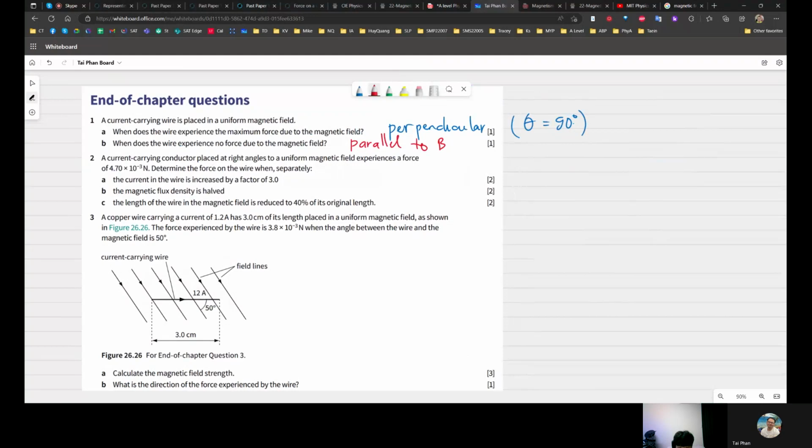The force will also triple, right? Because they're proportional to each other. Yes, exactly, because the equation is F = BIL. So it's proportional between force and current. Current triples, force also triples.